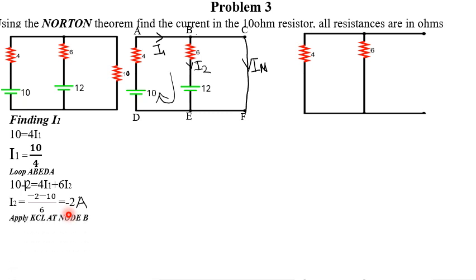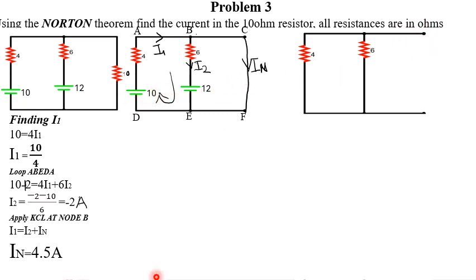After applying KCL at node B, we realize that the sum of currents entering equals the sum of currents leaving. So I1 plus I2 equals IN. So I1 equals I2 plus IN. Then IN here will now become 4.5 amps, because doing simple change of subject, we know the values. Then we now come back here to find our RN, Norton's resistance.